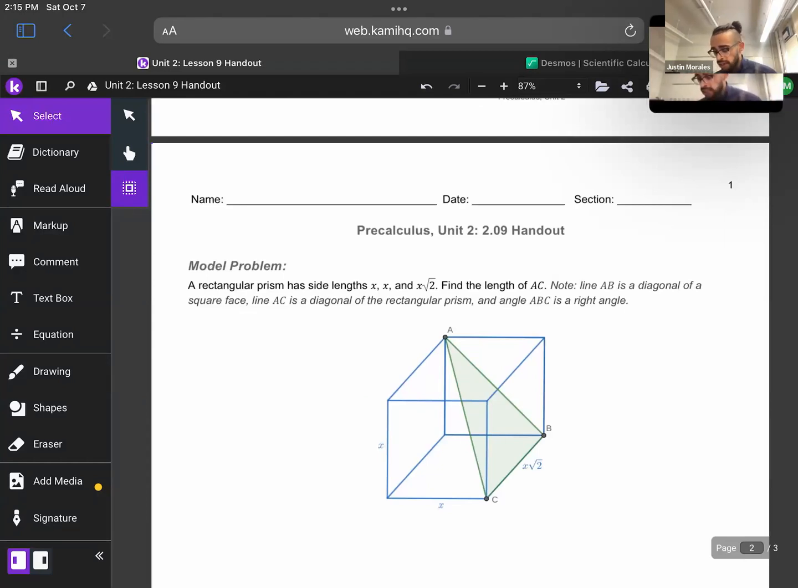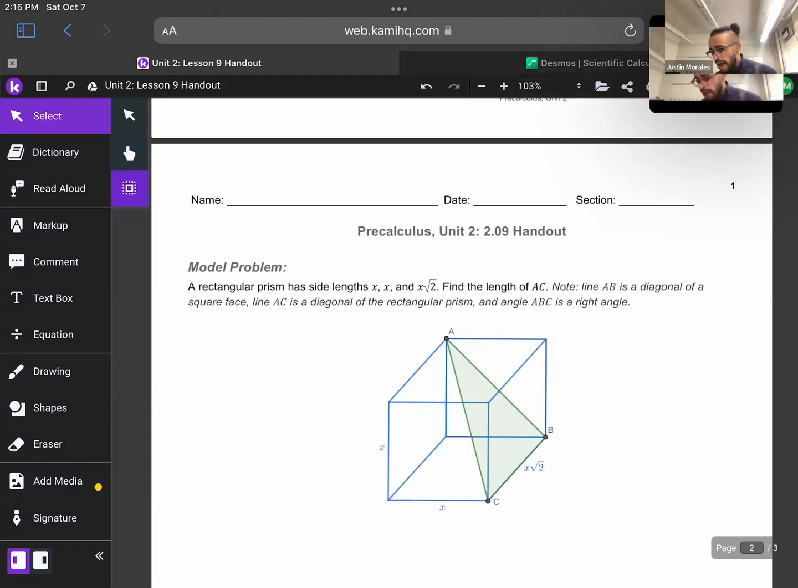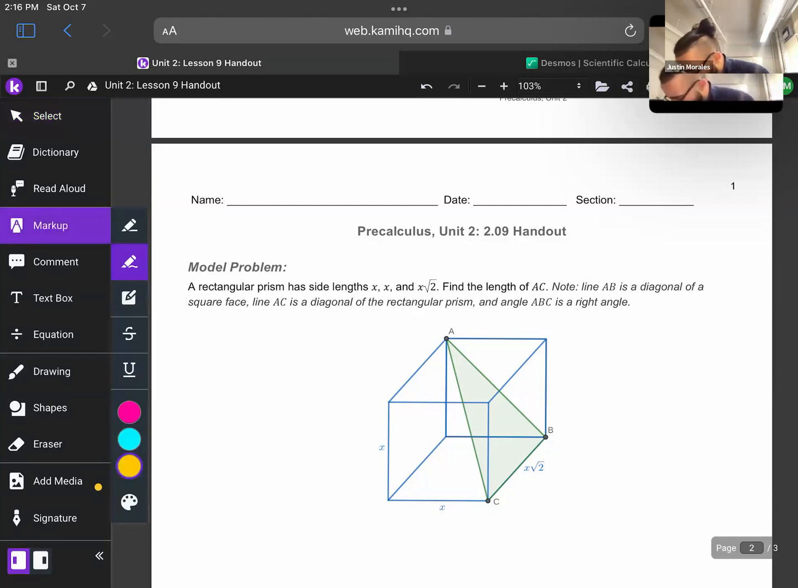The problem reads: a rectangular prism has side lengths x, x, and x radical 2. Find the length of AC squared. Note, line AB is a diagonal of a square face. Line AC is a diagonal of the rectangular prism, and angle ABC is a right angle. The first thing I'm going to do is focus on the part of the problem where it says, note, line AB is a diagonal of a square face.